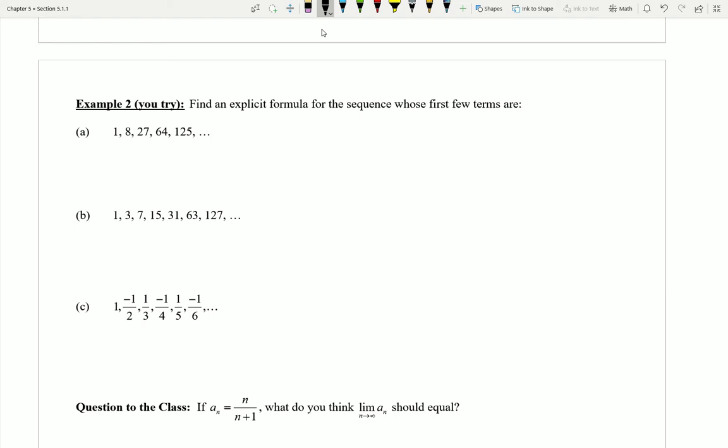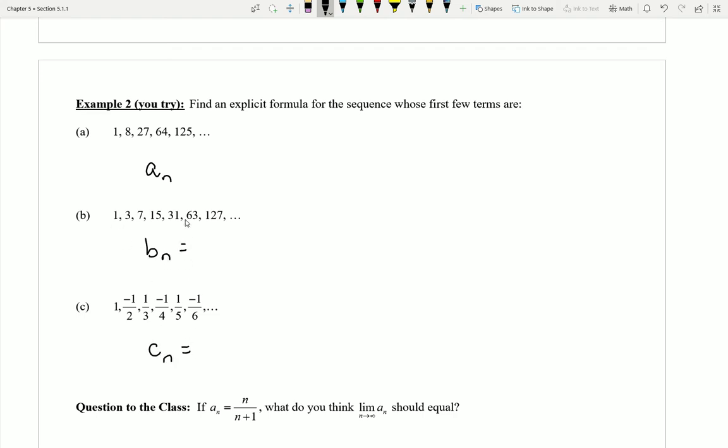Now let's take a look here at example number 2. In this example, I want you to try to find some explicit formulas for each of the given sequences that have their first few terms shown here. Now I'm going to go ahead and label this first one as A sub n, meaning I'm going to call this list up here A. I'll call this list down here B, and my last list C.